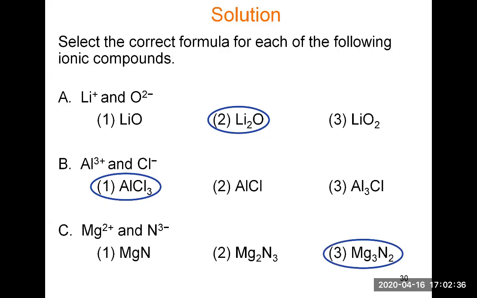Mg3N2. We can verify that 3 magnesium with 2 positive charges each is 6 positive charges in total. And 2 nitride with 3 negative charges each is 6 negative charges in total. So 6 positive charges cancel 6 negative charges, and Mg3N2 is neutral.